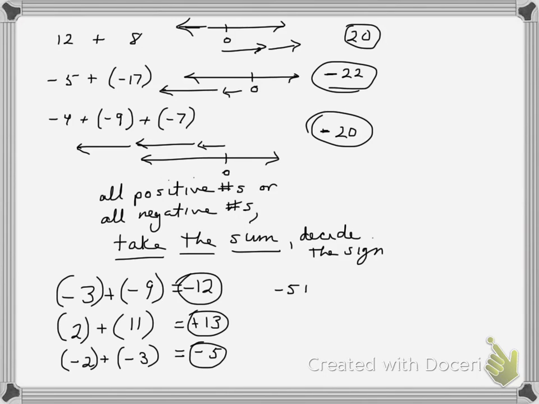Negative 5 plus negative 4. They have the same sign. They're both negative. What is the sum of 5 and 4? 9. What should the sign be? Negative.